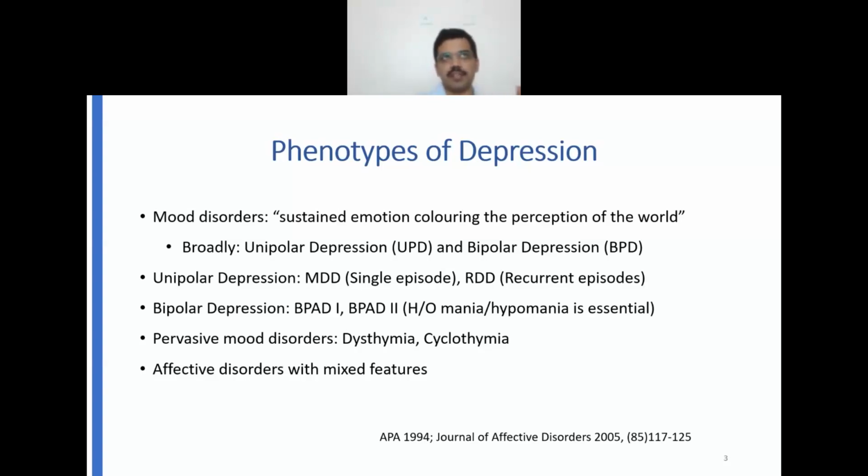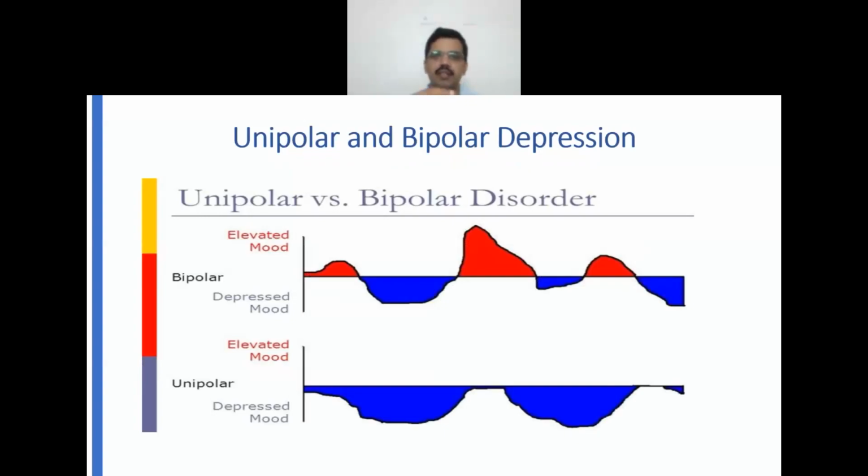Now, these are discrete episodic illnesses, but at times the symptoms don't reach the threshold criteria. So we get sub-threshold mood symptoms, which can pervade over a period of time, that we call a pervasive mood disorder. The pervasive mood disorders include dysthymia and cyclothymia. The presentation can at times be a little atypical or tricky within affective disorder, in which the presentation can have mixed features. Now, let us try to understand the two constructs based on this nice picture.